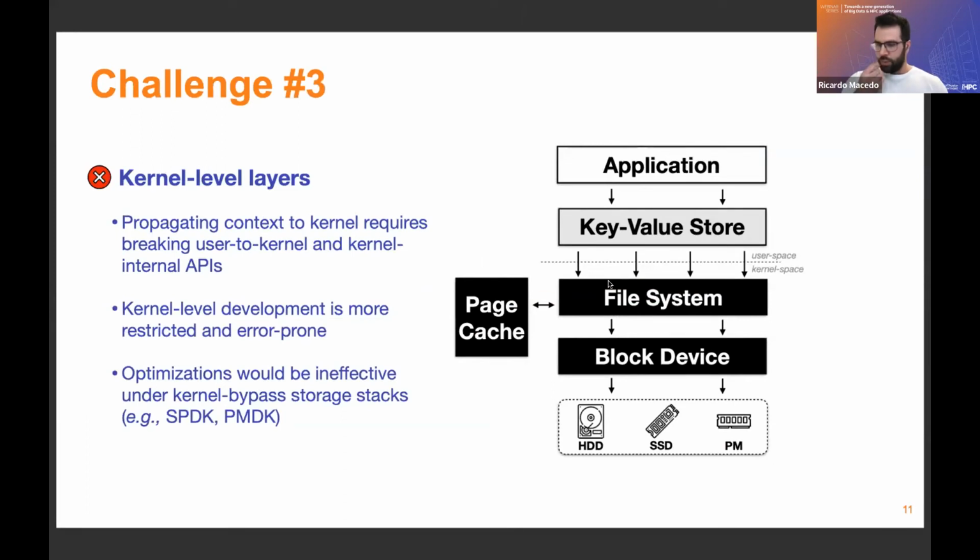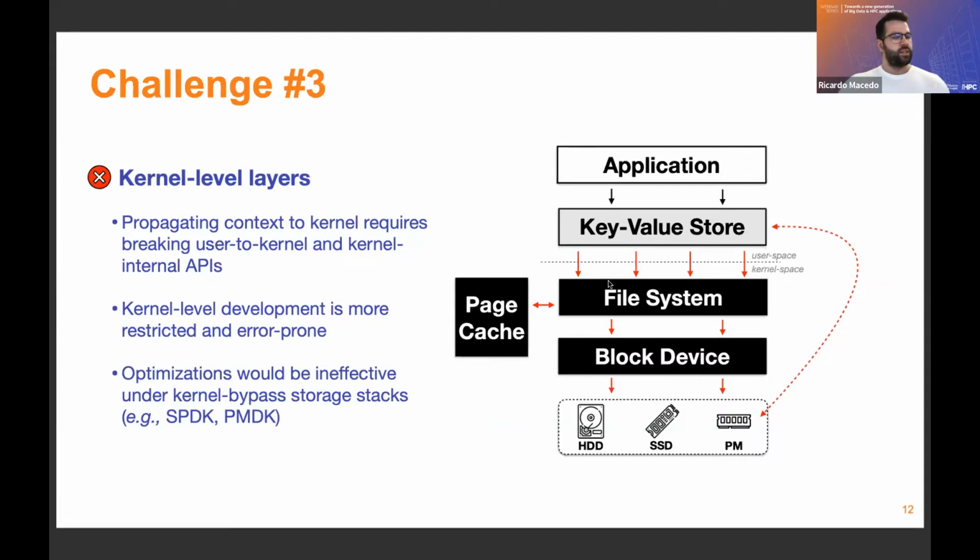Another problem that we watch is that, by disaggregating layers, we can probably implement them on the file system, right? Or the block device, because they are more generally applicable. But this is pretty difficult, okay? Because propagating the context to the kernel requires breaking user-to-kernel and kernel-internal APIs that are legacy. So user to kernel, we have POSIX; kernel internal, we have communication between the file system and block device interfaces, the file system internal modules, and so forth. And another problem is that kernel-level development is pretty difficult compared to the user-level one, okay? Because it is way more restricted and much more error-prone, and can introduce bugs that we are not aware of.